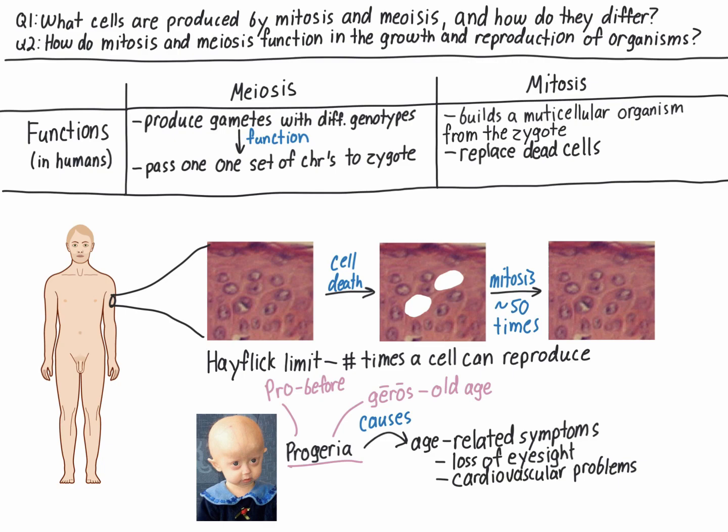Study of this disease and the mutations that cause it may lead to a better understanding of the process of aging itself. Progeria underscores the importance of cell replacement by mitosis. In fact, during the time you've watched this entire video, millions of cells within your body will have died and been replaced by mitosis.